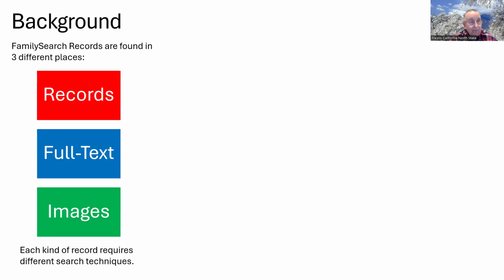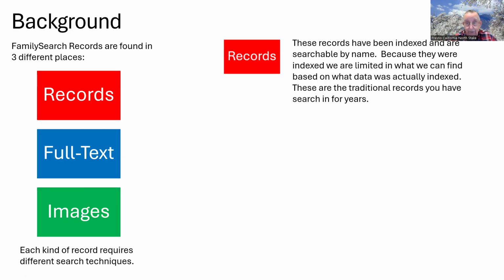But to understand what we're doing, we need to understand that there are 3 main places that we're going to find records at FamilySearch. They're labeled records, full text, and images. We need to talk a little bit about each one of those groups to make sure we're aware of exactly what is found in each of those collections. Records are those things that we've seen that were indexed. Those essentially are the indexed records.